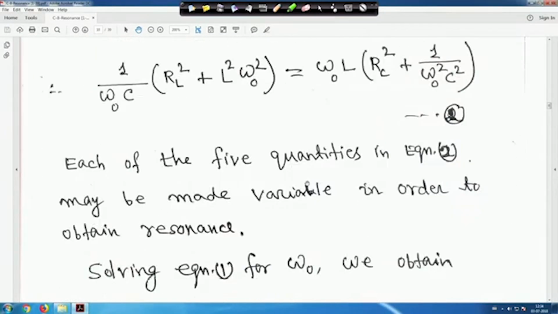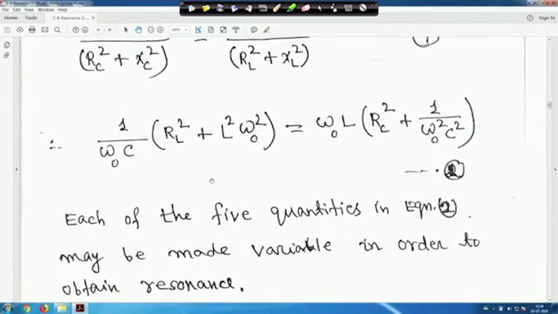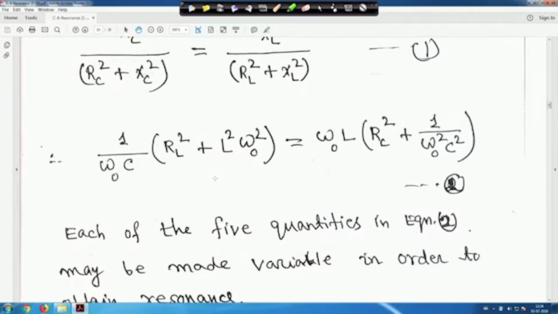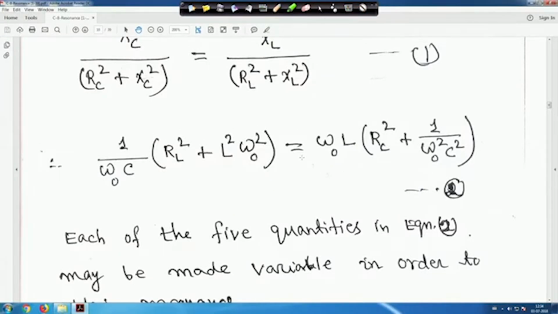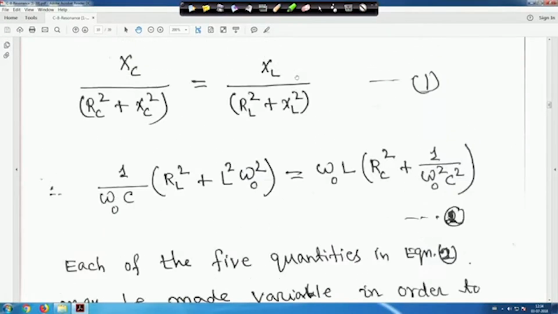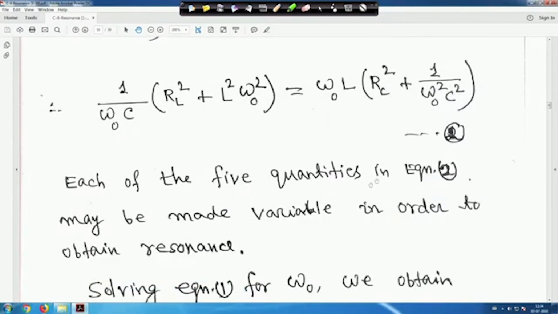Each of the 5 quantities in the equation may be made variable in order to obtain resonance. There are 5 variables, right. One is omega 0, then C, then RL, then RC, then L. So in this case, each of the 5 quantities in equation 2 may be made variable in order to obtain resonance.